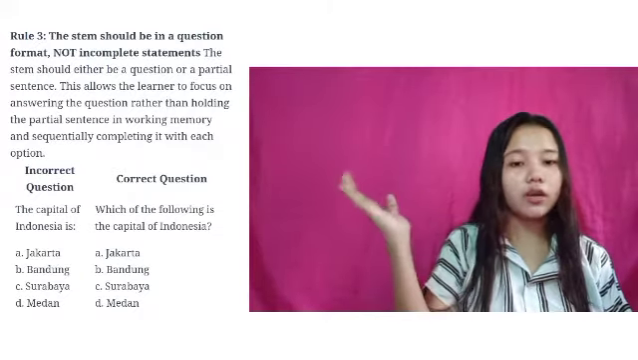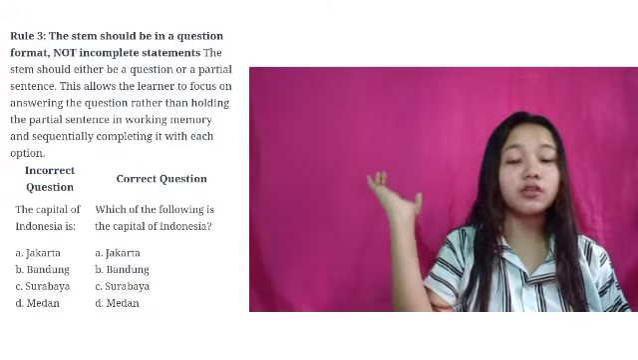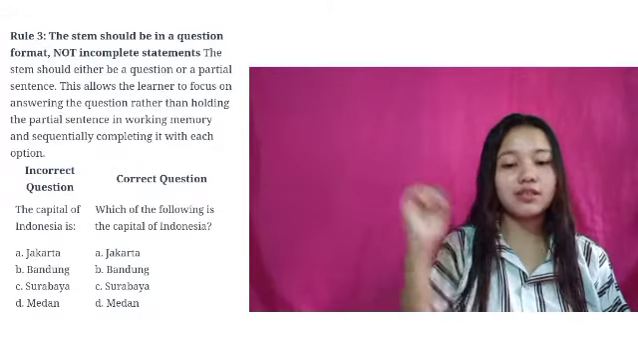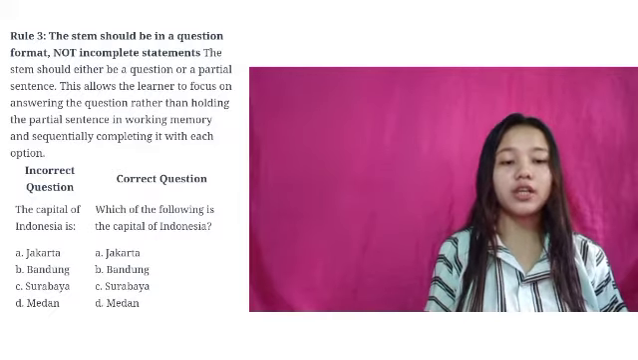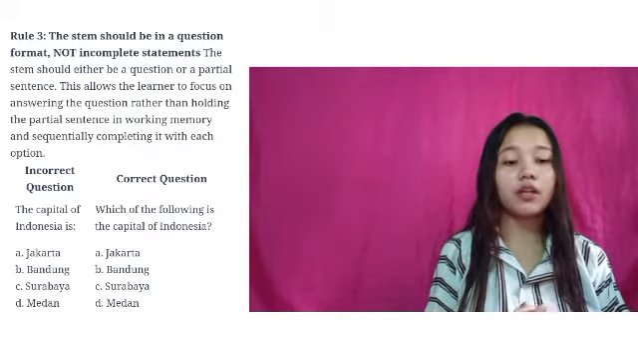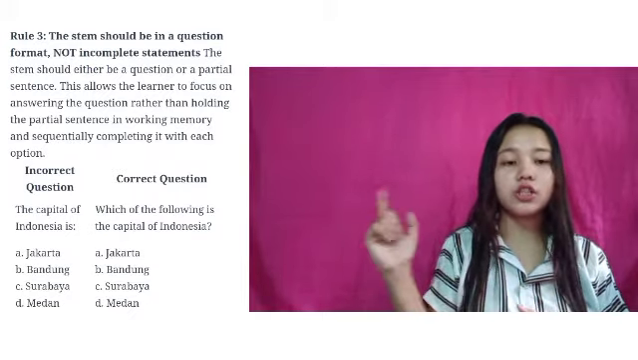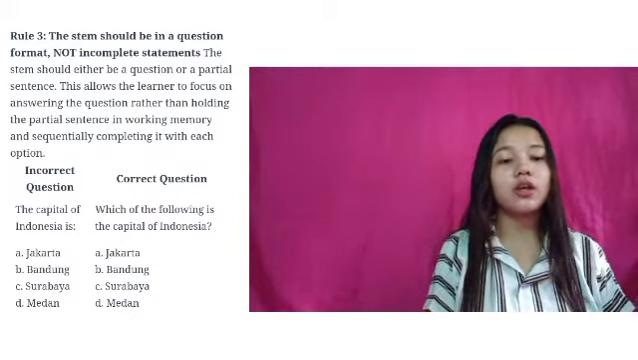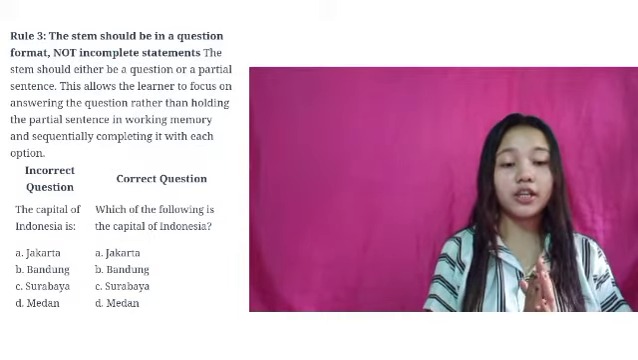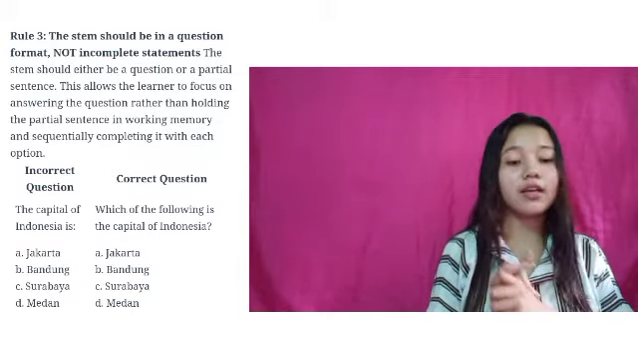For example, an incorrect question: the capital of Indonesia is A. Jakarta, B. Bandung, C. Surabaya, D. Medan. The correct question is: which of the following is the capital of Indonesia? So, you see the difference. The incorrect question doesn't have which, but the correct question has which. So, the correct question should be complete, like this: which of the following is the capital of Indonesia? A. Jakarta, B. Bandung, C. Surabaya, D. Medan.